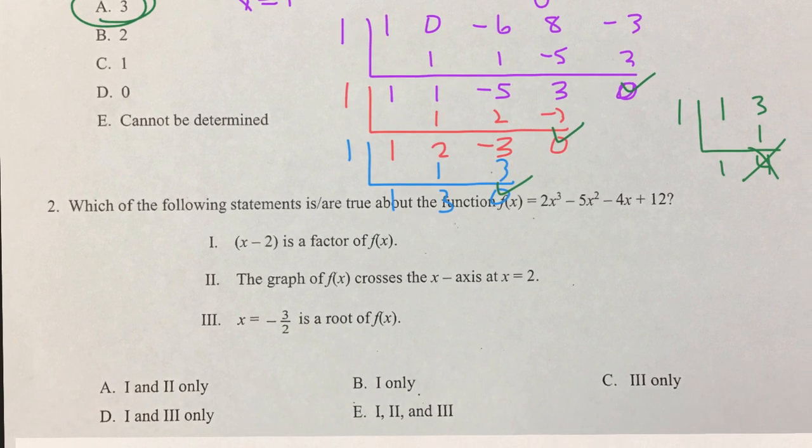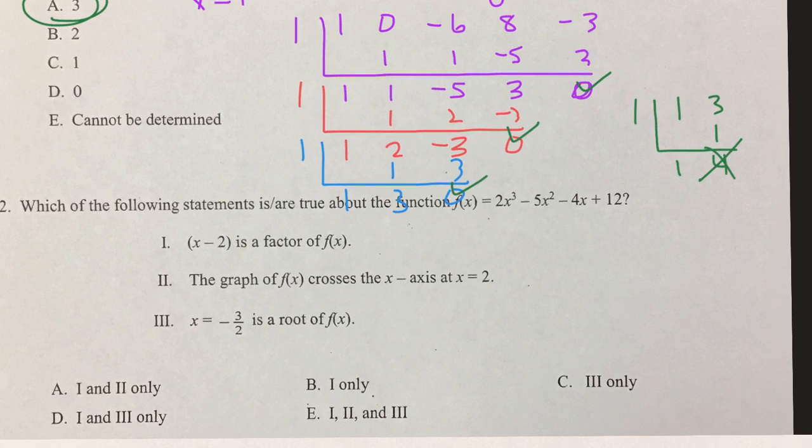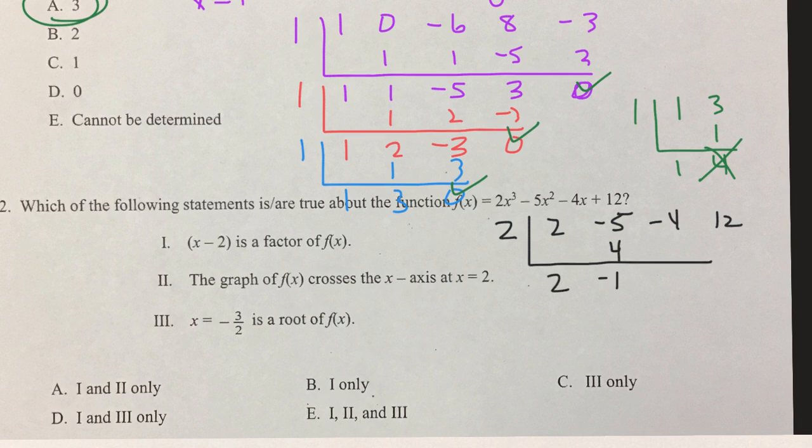Which of the following statements are true? x minus 2 is a factor. Okay, if x minus 2 is a factor, that means 2 should give me a remainder of 0 when I synthetically divide. Okay, so once again, this is a synthetic division question. Minus 1, minus 2, minus 6, minus 12, 0. Sure enough, x minus 2 is a factor because I get 0 as a remainder.